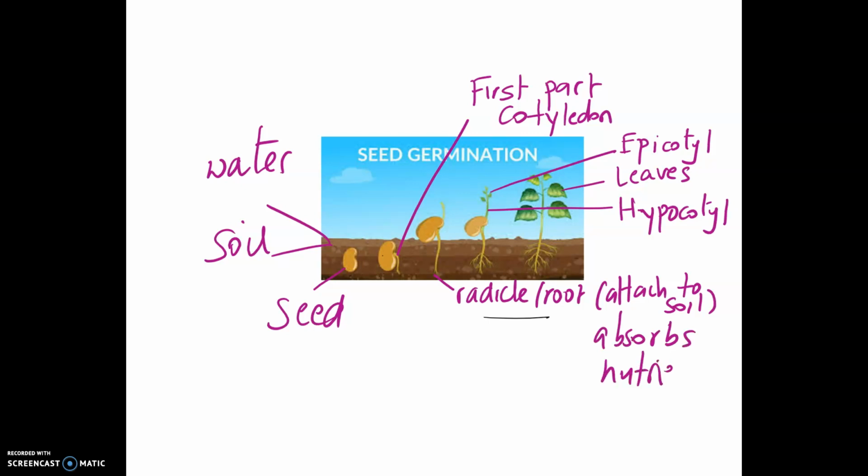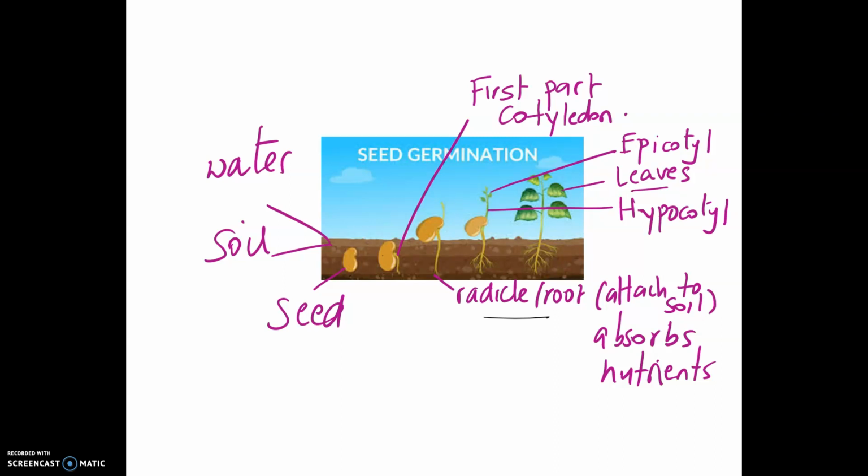At this stage, because the roots are still tiny, the main source of food is the cotyledon, and after that, the next part that comes out after the root is the epicotyl, which is the stem. Eventually comes a stem that shoots out, and finally the last part that comes out is the leaves.